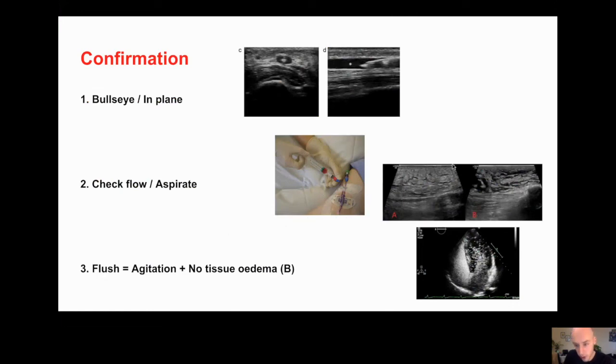So this is what normal tissue looks like. This is what edema looks like. If you've just bolused 10 mils of fluid down and suddenly you've got edema, well, this is just because the fluid has ended up in the tissue planes.